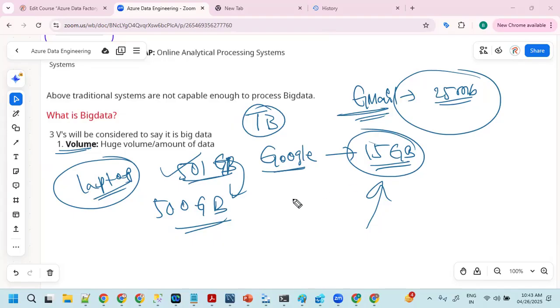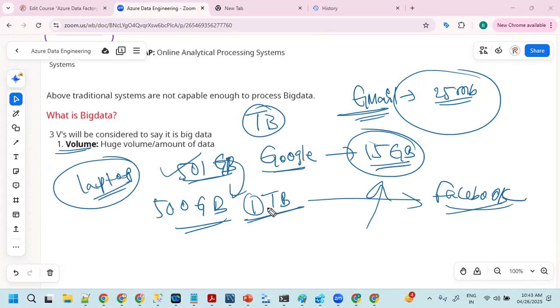There are a few more ways also. Maybe your company is processing 1 TB of data. But Facebook will have hundreds of TBs of data that they process. From their perspective, that is big data. From my company's perspective, 1 TB itself is big data.